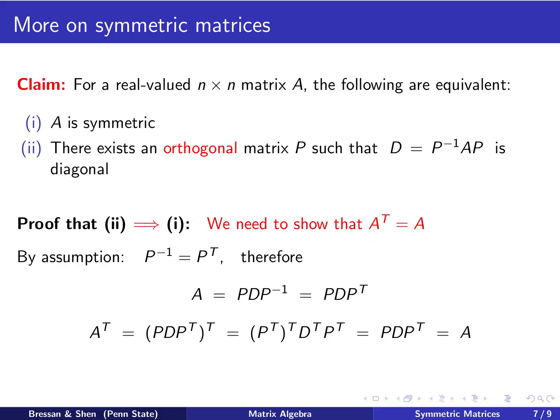Okay, so let's see what is the assumption in 2. P is an orthogonal matrix, and therefore P inverse is P transpose. And then we can write A, which is P times D times P inverse. And then we can replace the inverse by P transpose.